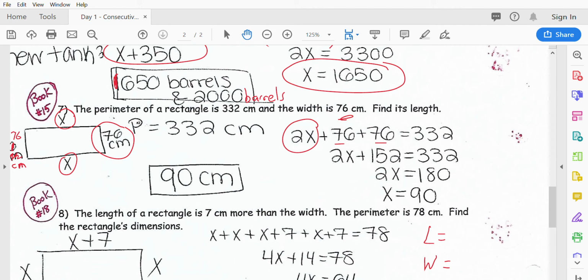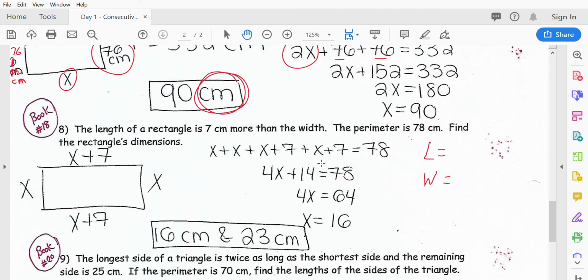So you get 2x plus 152 equals 332, then 2x equals 180, x equals 90, so the length is 90 centimeters. When they give you a unit, make sure that you write the units. Very good. Number 8. The length of a rectangle is 7 centimeters more than the width.